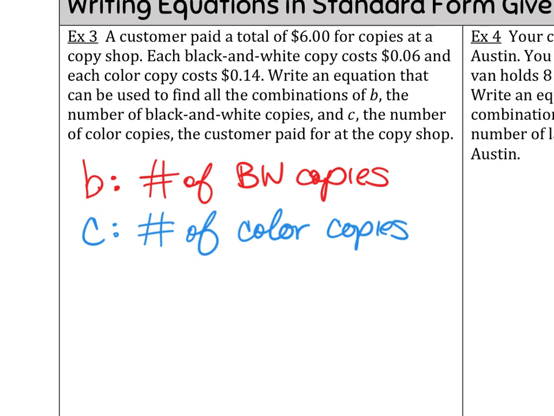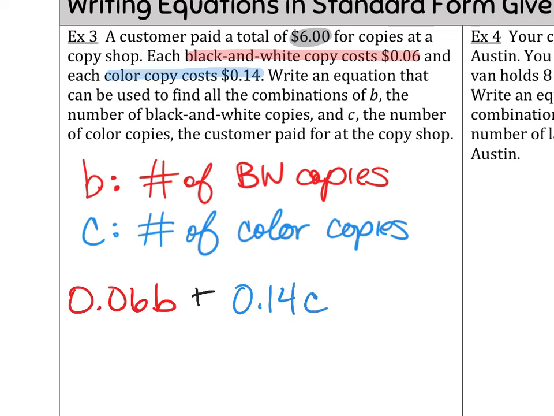In the question, let's look for where it talks about black and white copies. So here's what we also know. We know that a black and white copy costs 6 cents and a color copy costs 14 cents for a grand total of $6. So all we have to do is put those numbers together. So 6 cents times that B and 14 cents times that C is equal to a grand total of $6. If you want to see the other example, just go see your notes that are uploaded into your Google Drive.